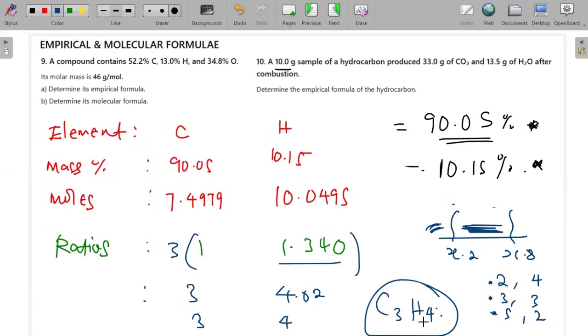All right, so any questions there on the empirical formula and the molecular formula, as well as combustion analysis? You can ask if you have a question. Any questions there?